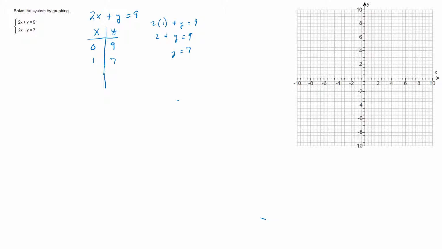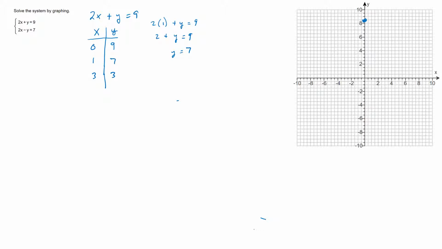We could find more points, for example, if I were to plug 3 in for x, y would come out to be 3. But again, we only need 2. So on my coordinate plane, I'm going to graph 0, 9. I plotted 0, 9, and then I have 1, 7.